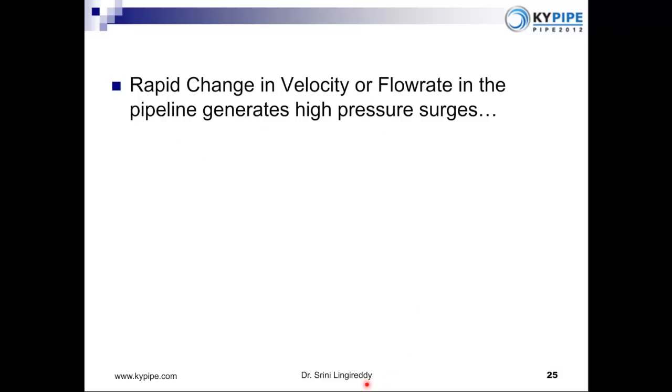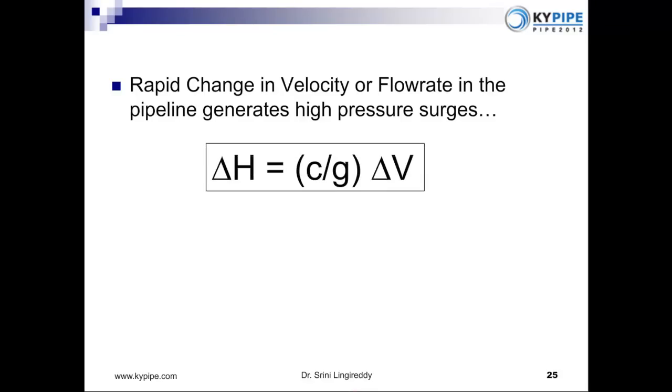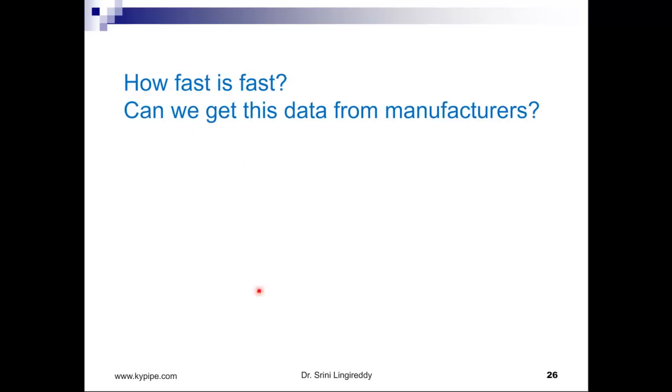So, again, just to sum up here, the rapid change in the velocity of the flow rate is what creates very high pressure surges. And if we can come up with a design that minimizes this, that's going to result in safeguarding the pump stations.